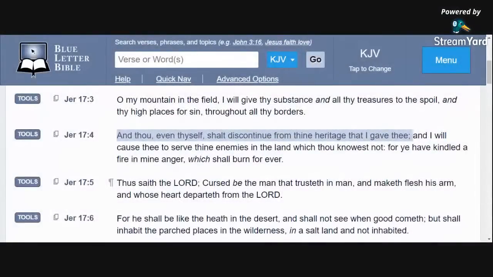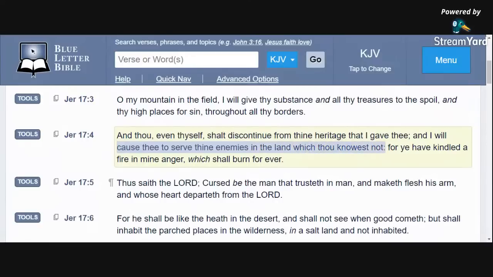Jeremiah 17 and 4 again. I'm gonna go through some quick. And thou, even thyself, shall discontinue from thine inheritance that I gave thee, and I will cause thee to serve thine enemies in the land which thou knowest not. For you have kindled a fire in mine anger, which shall burn forever. That's plain. The Lord said we're gonna lose our heritage, we're gonna go to slavery into a land which was not ours. Did it happen? Yeah, it happened.